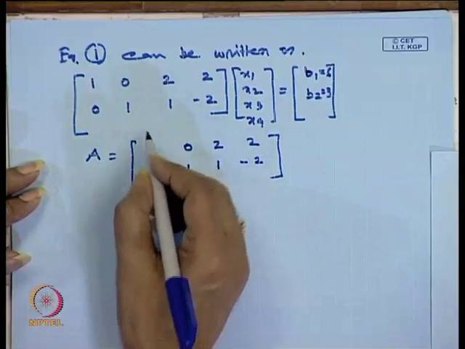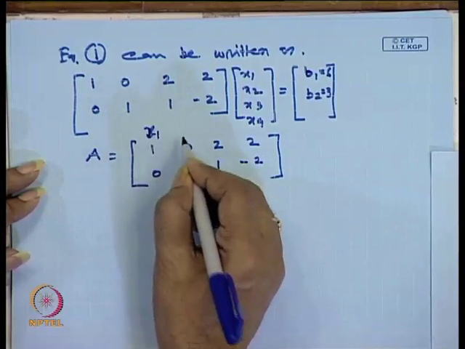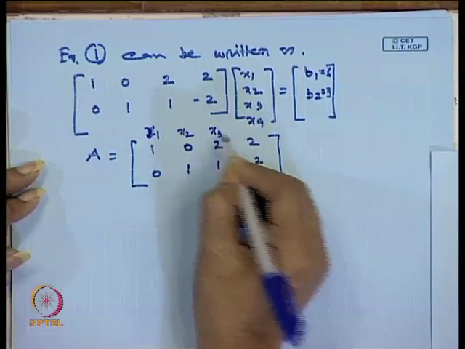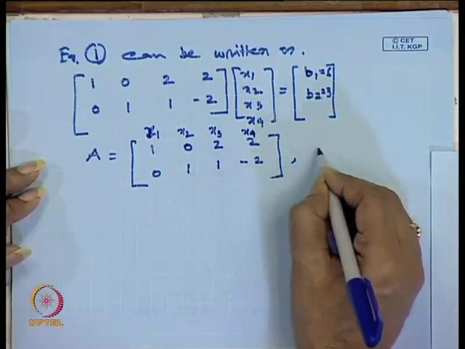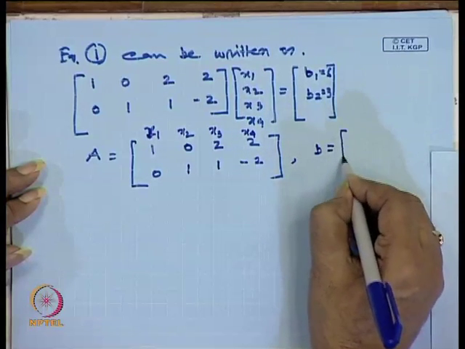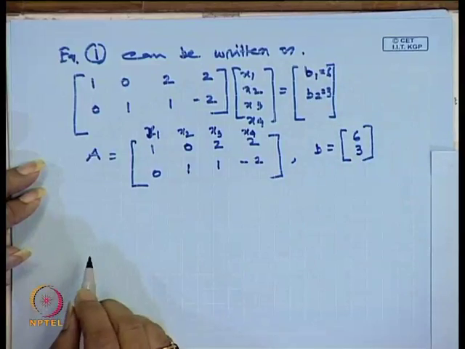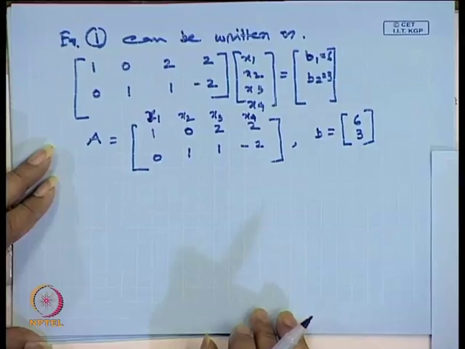So, first situation, this coefficient corresponds to your x 1, this coefficient corresponds to x 2, this coefficient corresponds to x 3, this coefficient corresponds to x 4. And our b is what? 6, 3. Agree?